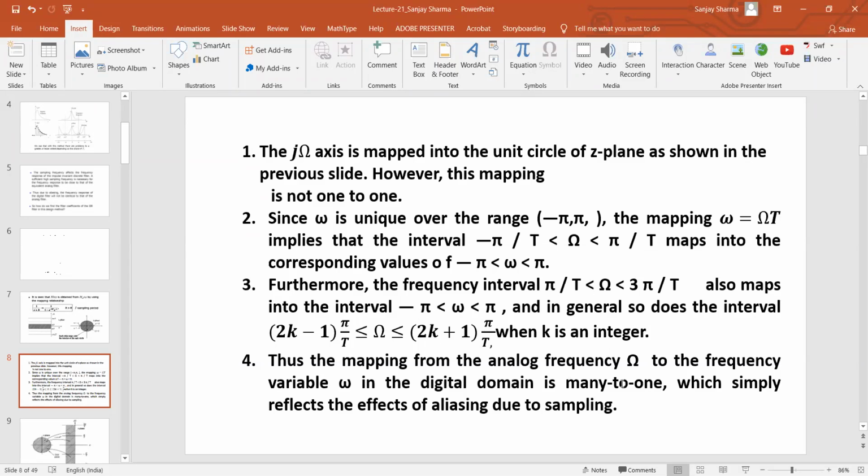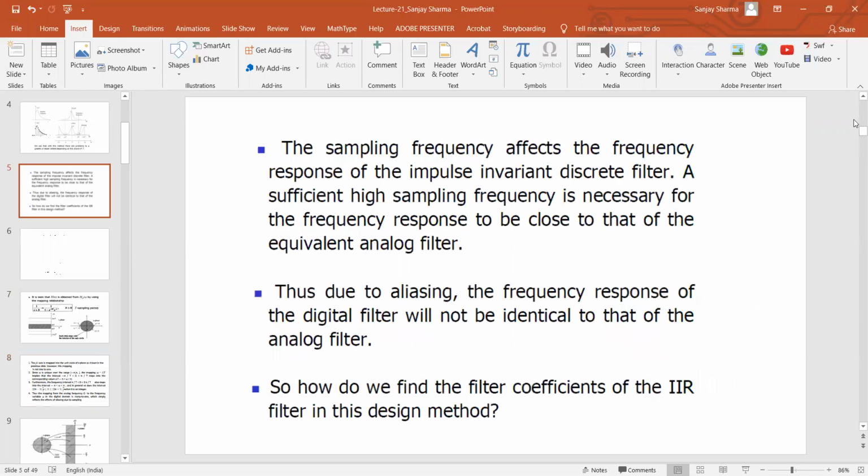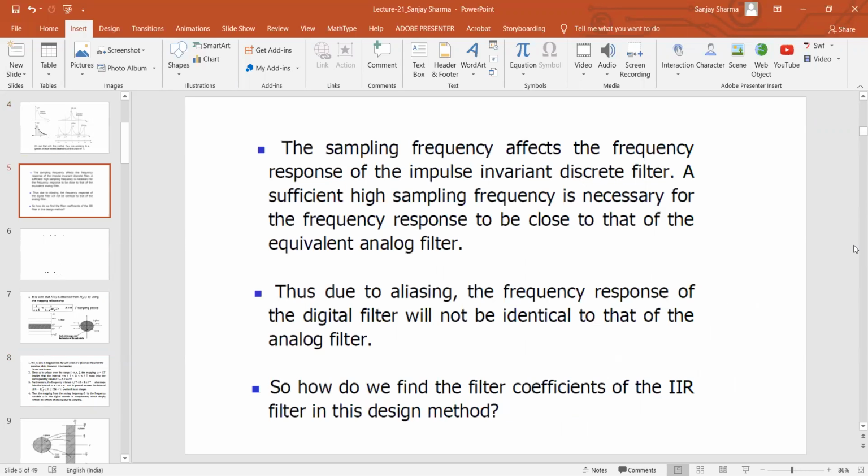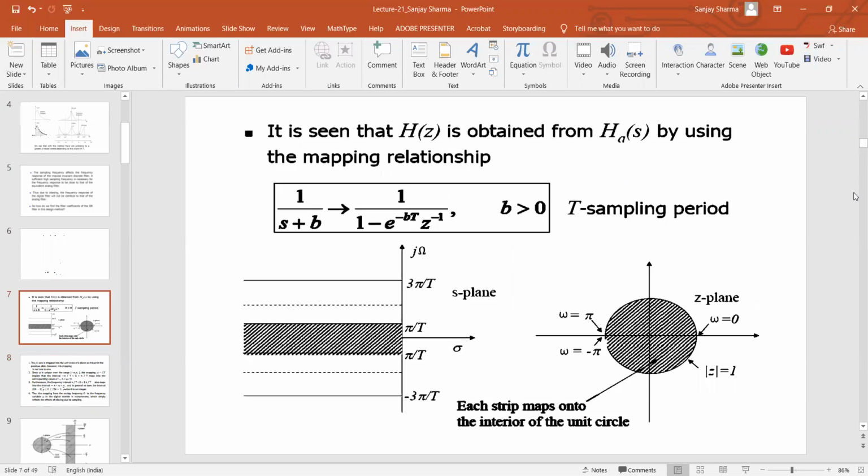Thus, the mapping from the analog frequency capital omega to the frequency variable small omega in the digital domain is many to one, which simply reflects the effects of aliasing due to sampling. Because what we are doing here is sampling, there will be the problem of aliasing. Of course, the aliasing problem can be reduced by a suitable choice of the sampling frequency.